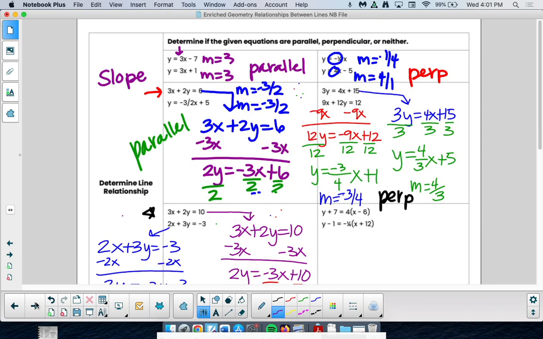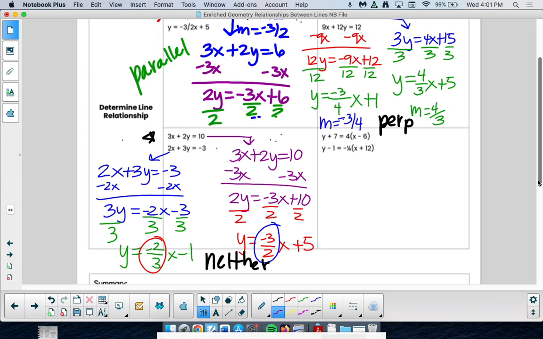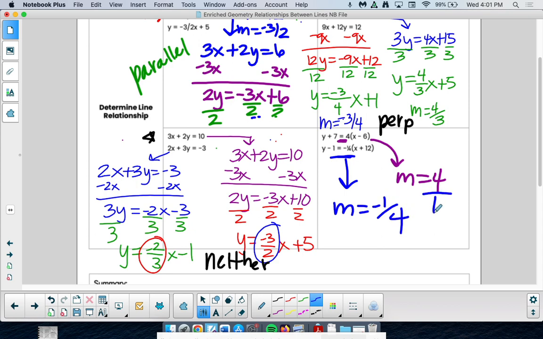So if I look at our equations over here, our slope on this one is 4. Our slope on the second equation is negative 1/4. Anything special about 4 over 1 and negative 1/4? I hope you're thinking they are perpendicular, because they are.